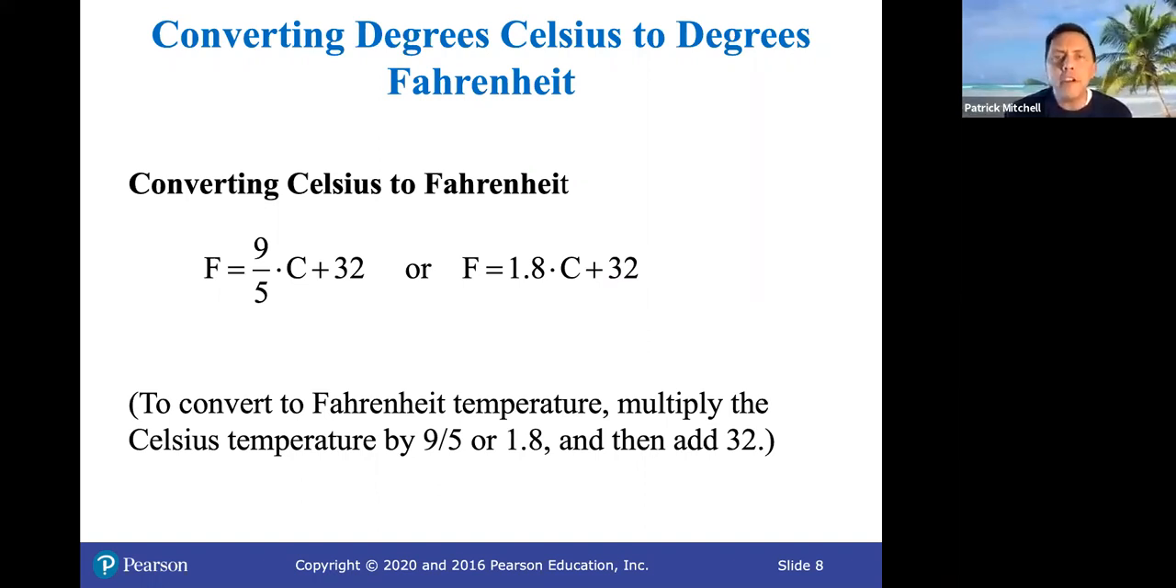So to convert Celsius to Fahrenheit, there's a formula. F equals 9/5 C plus 32, or if you prefer, you can say F equals 1.8 C plus 32. In other words, to convert to Fahrenheit temperature, multiply the Celsius temperature by 9/5 or 1.8, either one, and then add 32.